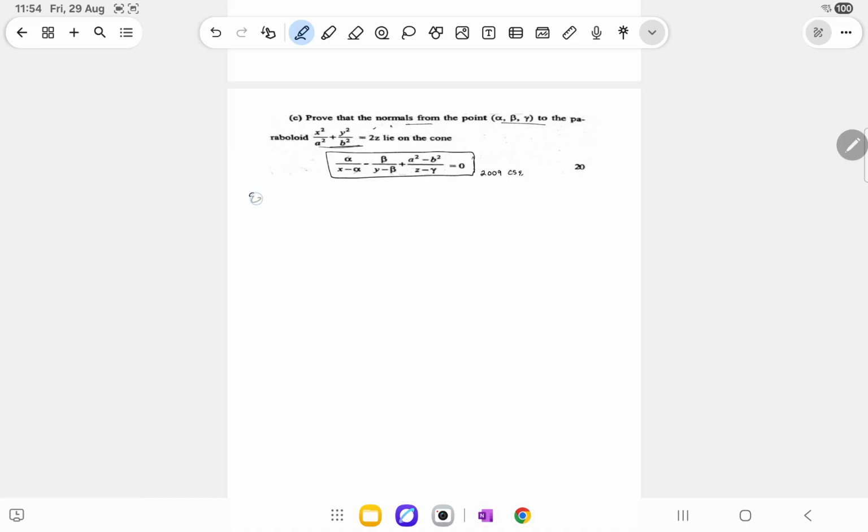So for that, the equation of any line via (alpha, beta, gamma) will be basically (x minus alpha) by L is equal to (y minus beta) by M is equal to (z minus gamma) by N, where I have assumed L, M and N to be arbitrary direction cosines of that line.